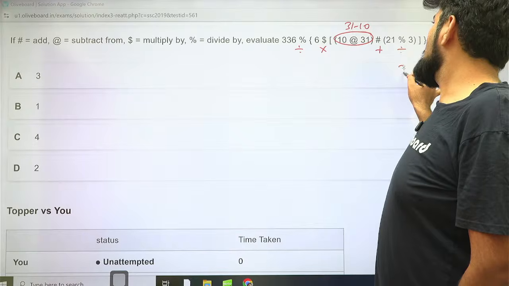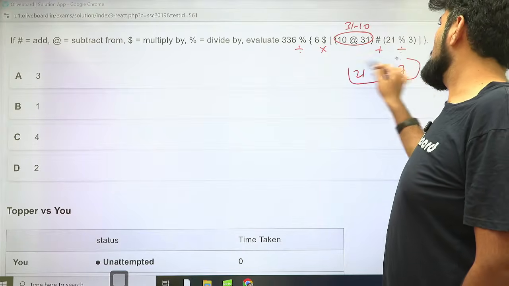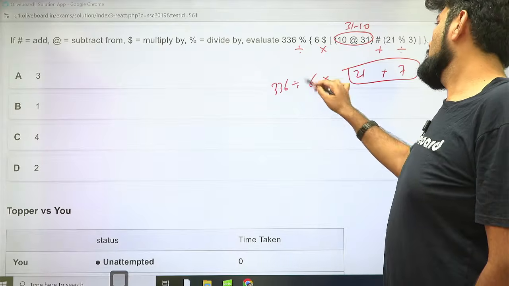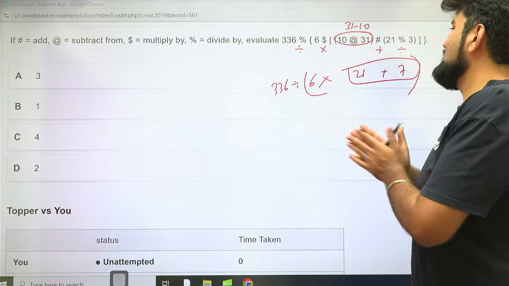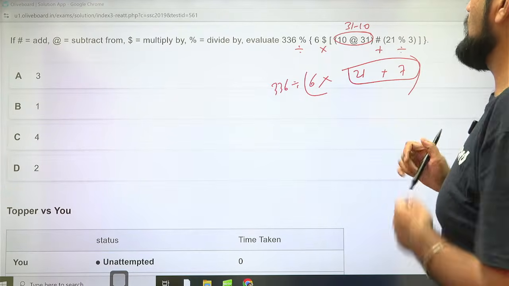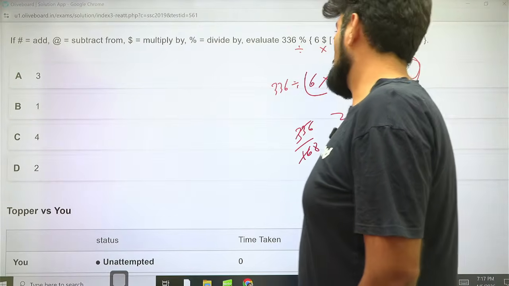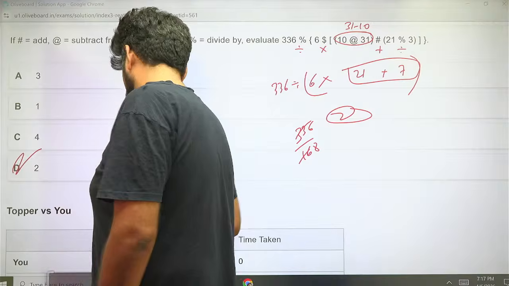Okay. So this is 7 plus 21. So this is 28. 6 into 28. 336 divided by. So multiply this first. 6 into 28. So that's 120 and 48. 168. 336 divided by 168. It is just 2 times. Option D. Wow. Excellent question.